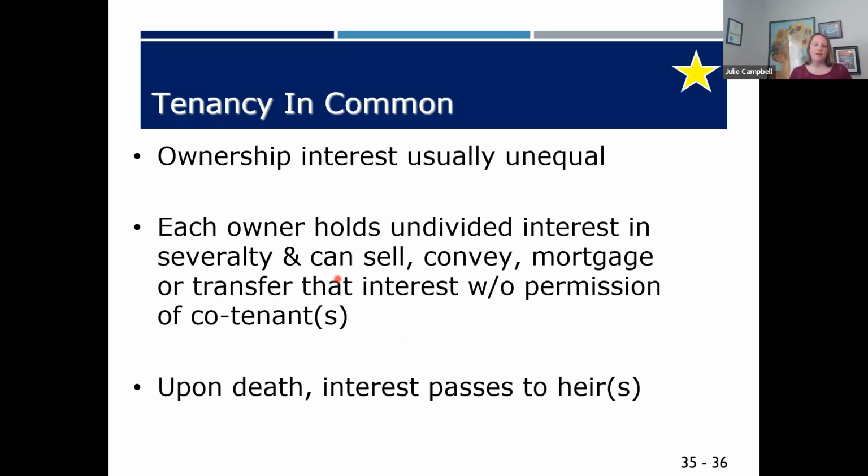With Tenancy in Common, upon the death of an owner, their interest passes to their heirs. When the attorney creates the Tenancy in Common, they're going to have this conversation. When something happens to you, what do you want to have happen to your interest? Did you guys hear what I said? When the attorney creates the Tenancy in Common, they're going to ask you, when something happens to you, what do you want to have happen to your interest?